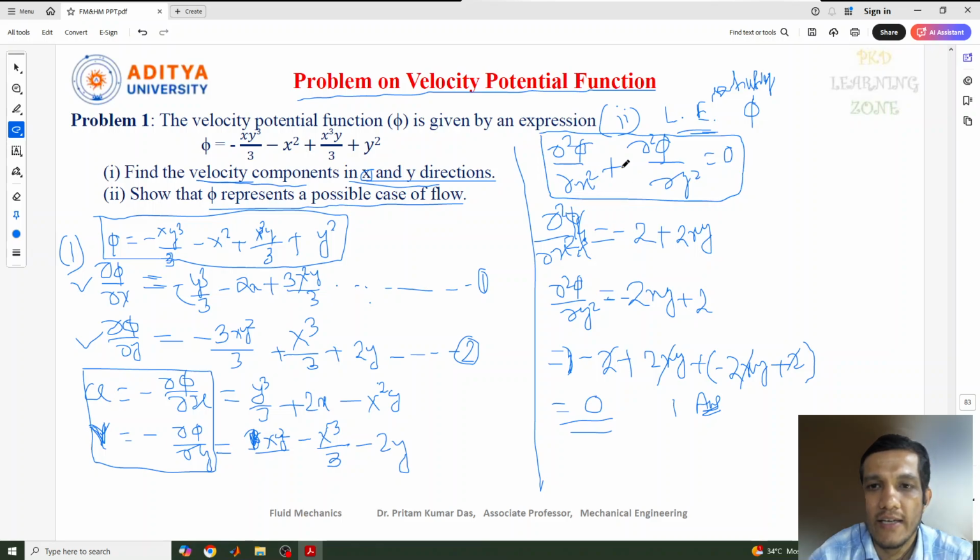If it is satisfied, then you can say the velocity potential function phi represents a possible case of fluid flow. That is our motto actually. In the question, it is given that phi represents a possible case of flow. When the Laplace equation is satisfied, then we can say it is a possible case of fluid flow. So like this we can solve the problem. I hope you understand how to solve it. You only need to remember the formulas for u and v, and the Laplace equation to satisfy the possible case of fluid flow.